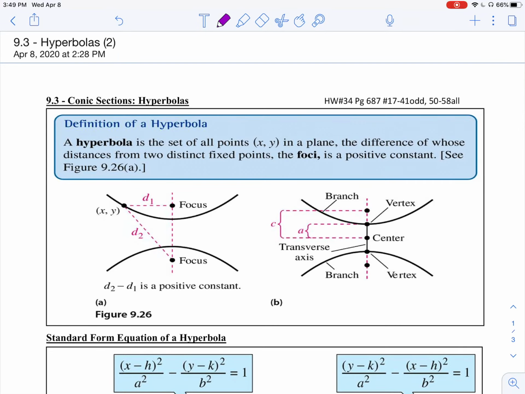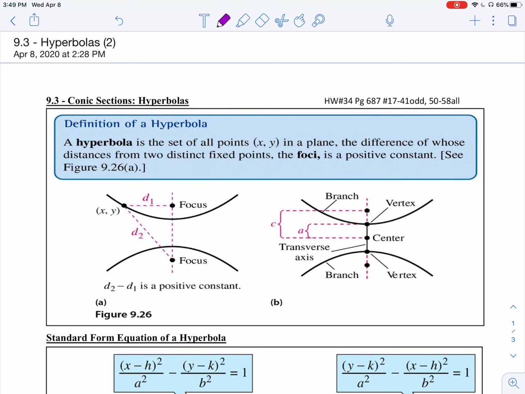Okay, so today we're talking about hyperbolas. And if you recall what a conic section is, it is this set of all points that satisfy a certain criteria. Look back through your notes and remind yourself about what those criteria were for conic sections like circles, ellipses, and parabolas.